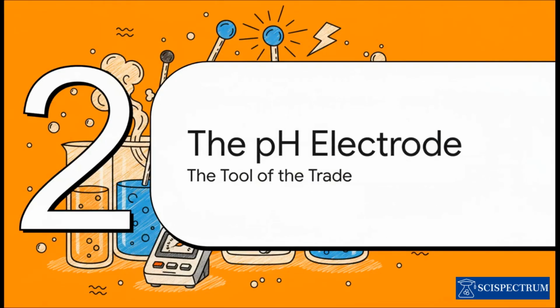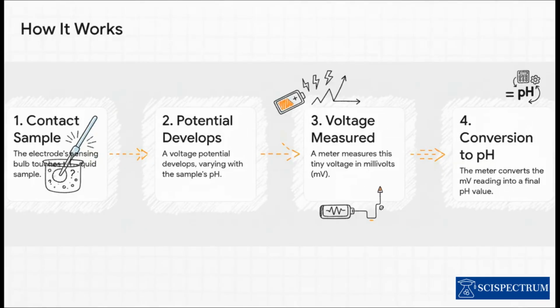So, to measure all this, we need a special tool, and the real hero of our story today is the combination pH electrode. It's just a marvel of electrochemical engineering, seriously. So how on earth does it work? Well, it's this brilliant four-step process. First, the electrode's sensor bulb touches the liquid. That simple contact generates a tiny electrical voltage that changes depending on how many hydrogen ions are in there. So, the more acidic the sample, the higher the voltage. Then the meter's job is just to measure that tiny voltage and convert it into the final pH value we see on the screen. Simple, right?